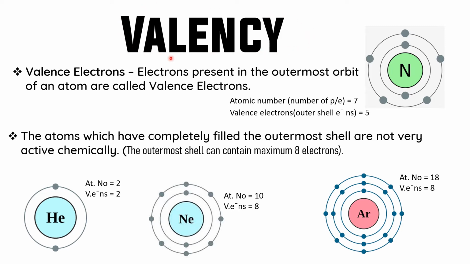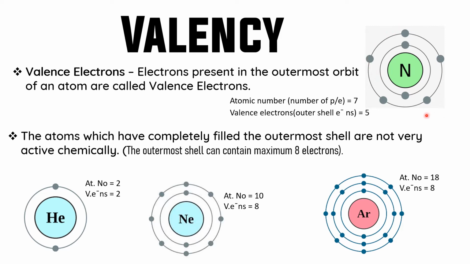Valency was already studied in the last chapter. Valency means the combining capacity of an element. You studied it like that. Now we'll see what that is. First we have to know about valence electrons. So all of you listen carefully, okay? Valence electrons: electrons present in the outermost orbit of an atom are called valence electrons.